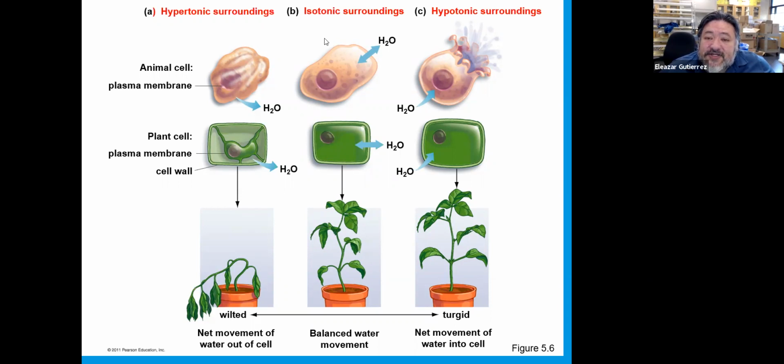Here we have an isotonic solution. So again, the concentration of solute is the same outside as it is inside. So what do we have here? Remember, dynamic equilibrium. So we have water going in and we have water going out. But when you have water going out, the same amount comes in. That's an isotonic solution. So your animal cell is going to be happy and your plant cell is going to be happy. Okay? Notice the turgor, see the plant, it's all happy.